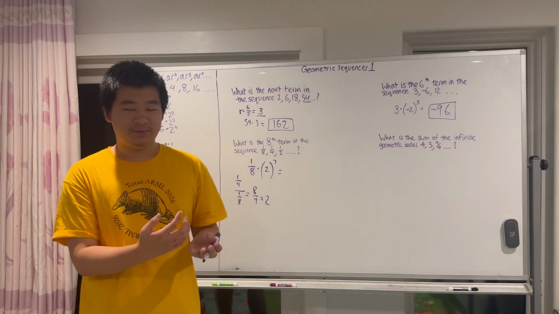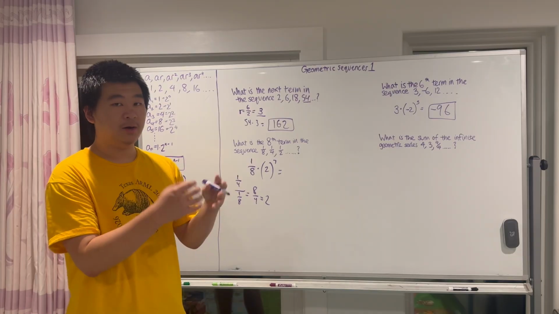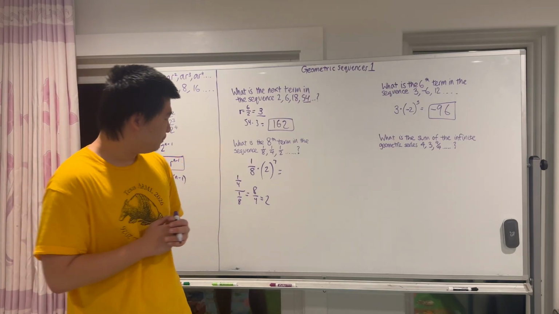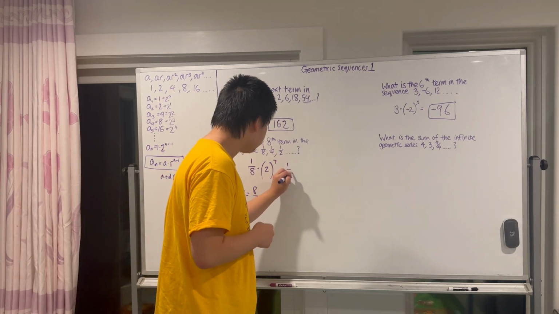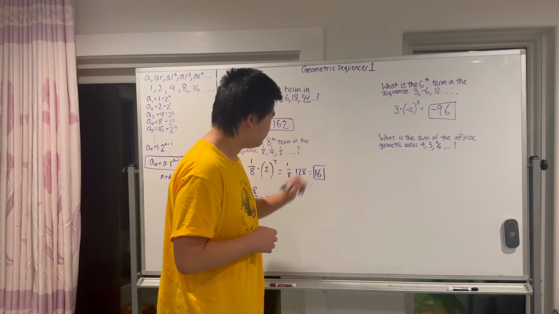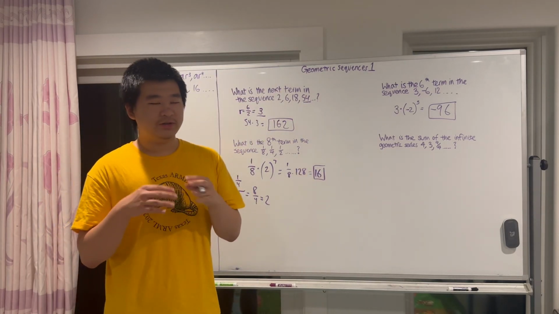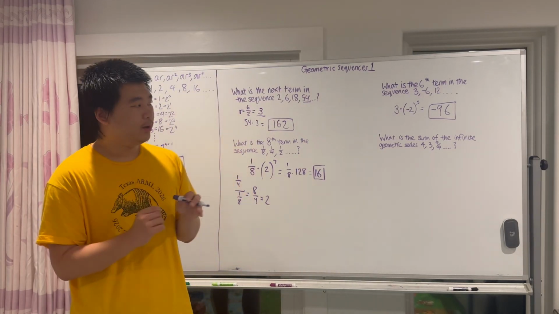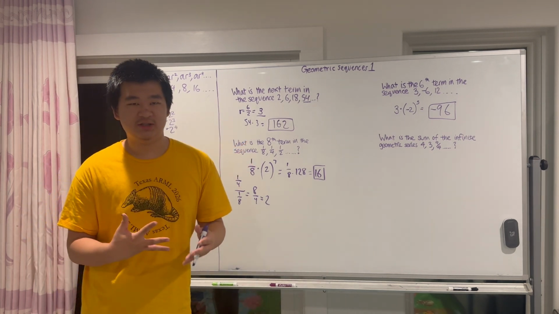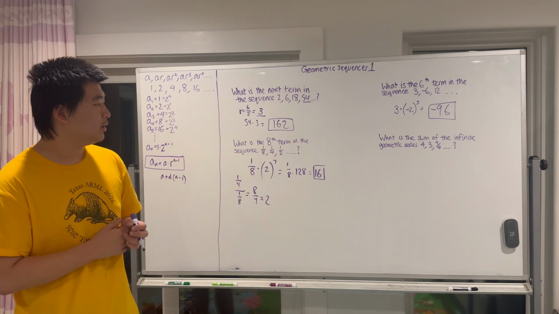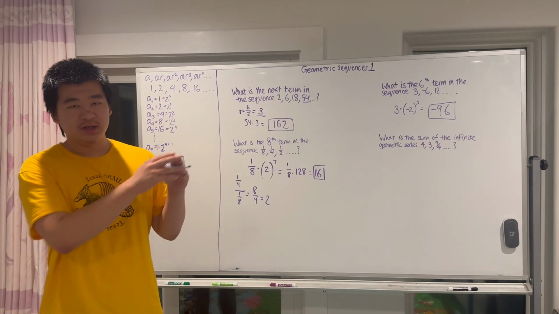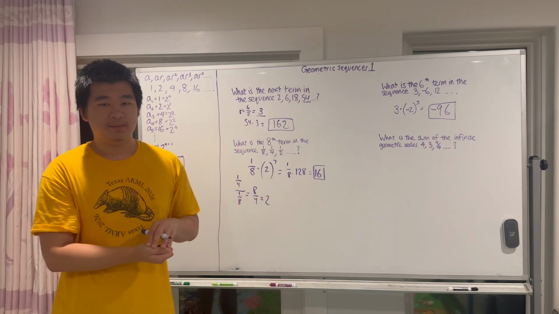Again, this would be a nice time to know your powers of 2, which I would recommend memorizing up to 2 to the power of 10 equals 1024. This is 1 over 8 times 128 equals 16. So you can see it's not too different from an arithmetic sequence, only here we just have to do exponentiation instead of multiplication, really.